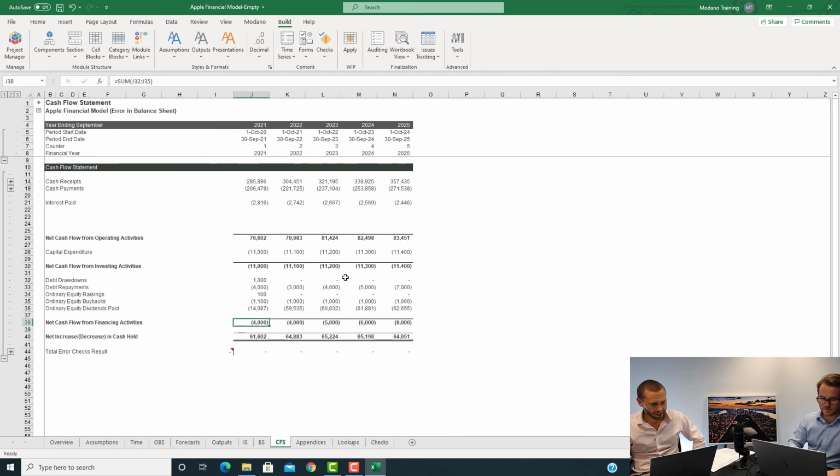Perfect. Okay, and then just update cash flow from financing, net cash flow from financing activities, by making it equal to the sum of 32 to 36. So we should have net increase or decrease in cash held of 47,515, decreasing to 1,396. Yes, 1,396 in the final period. Okay, great. So we're still not balancing. Why are we not balancing?